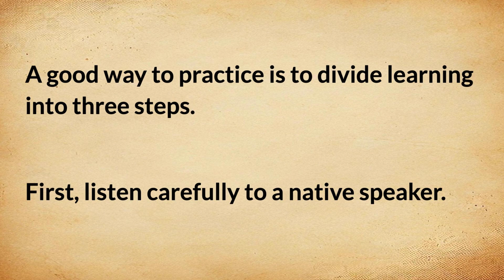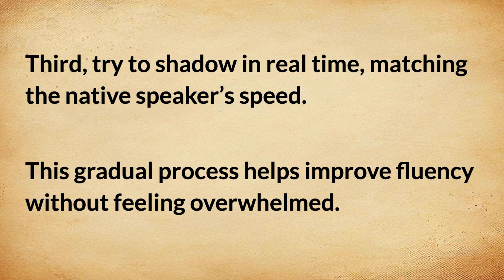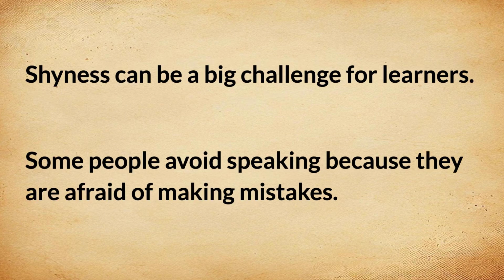A good way to practice is to divide learning into 3 steps. First, listen carefully to a native speaker. Pay attention to their pronunciation, speed, and intonation. Second, repeat the sentence slowly, focusing on clarity. Third, try to shadow in real time, matching the native speaker's speed. This gradual process helps improve fluency without feeling overwhelmed.